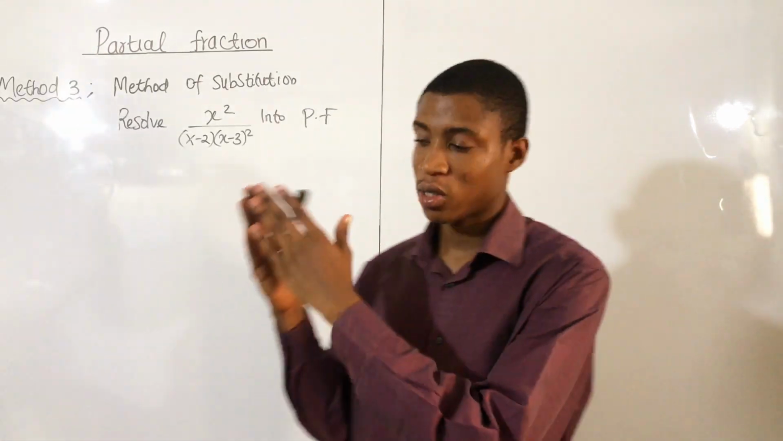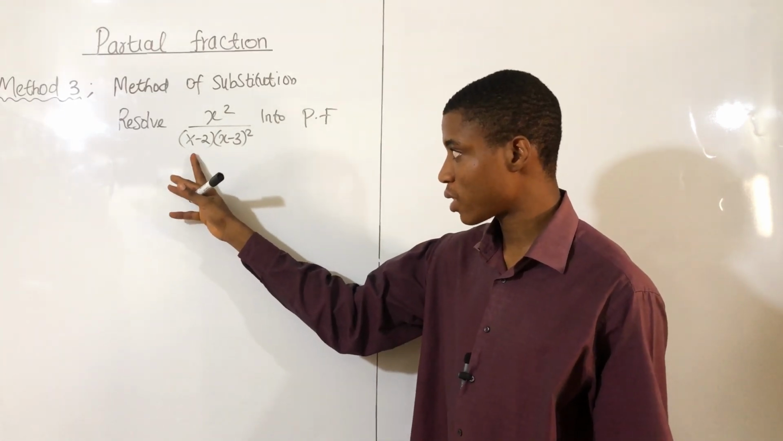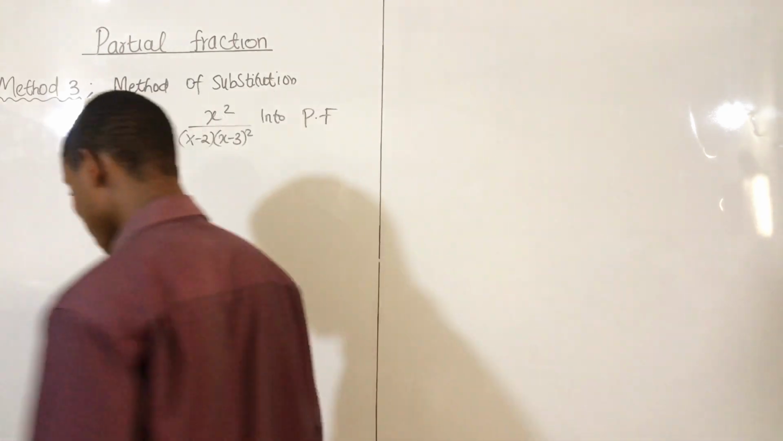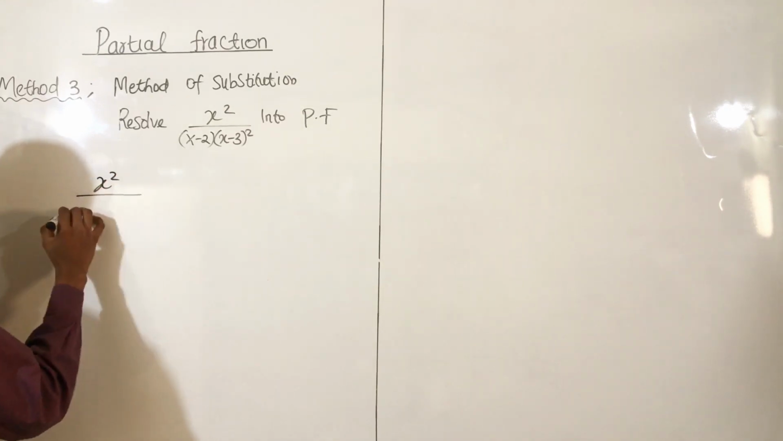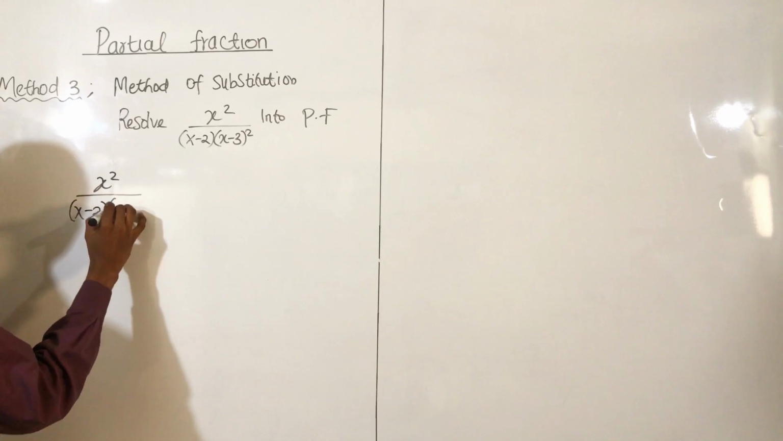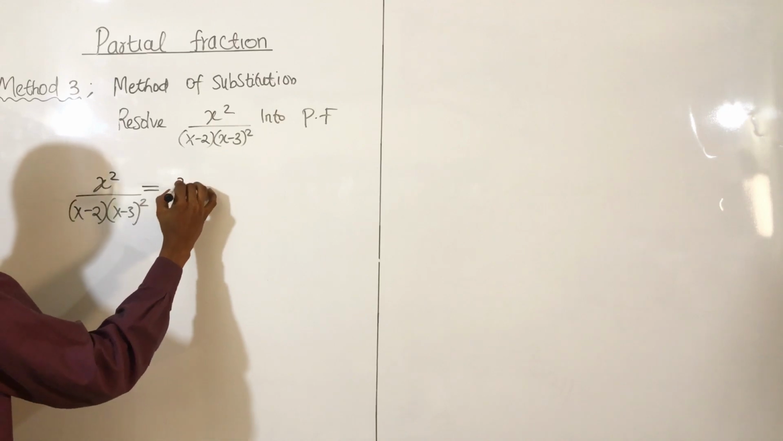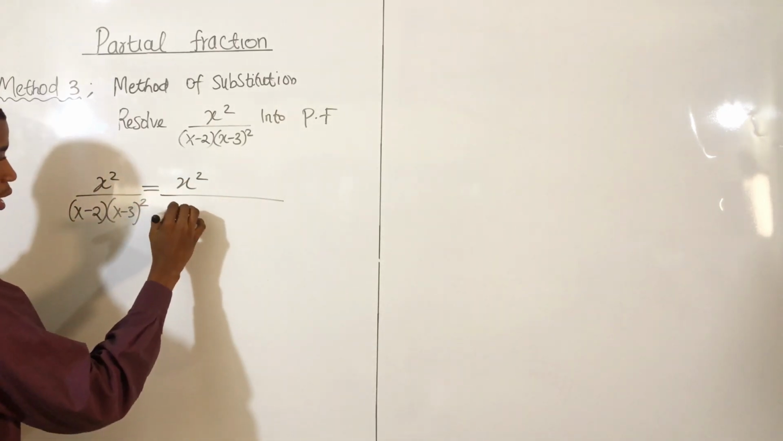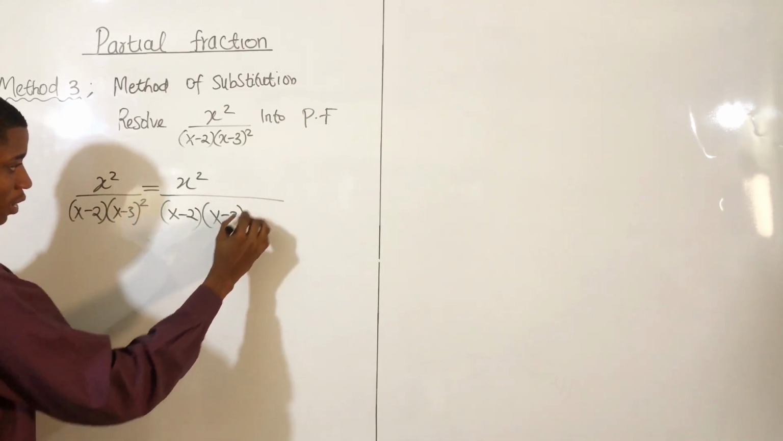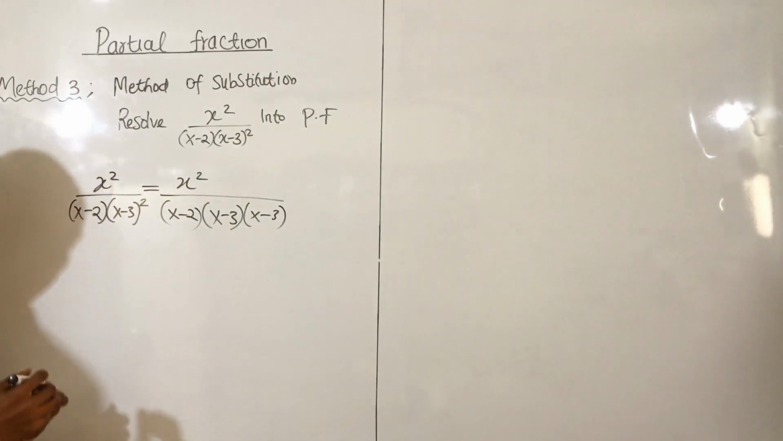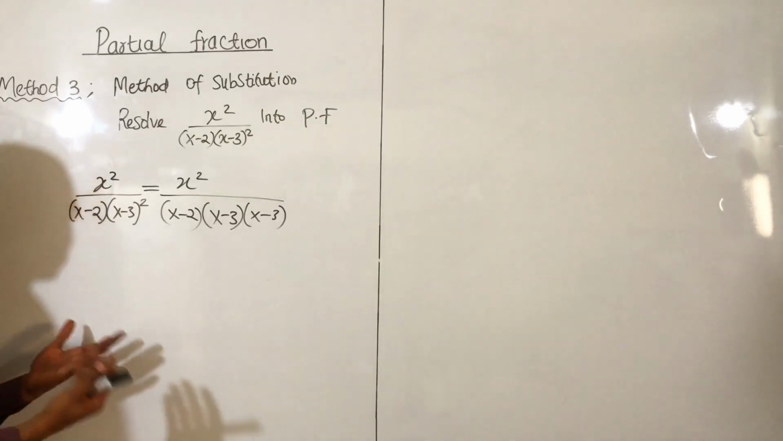So now, our point is what? We have a denominator looking like (x - 2). Let me write it out for clarity. We have x squared over (x - 2)(x - 3)^2, which is more like x squared over (x - 2)(x - 3)(x - 3). This is something like this, right? How would you get your expression in terms of a, b, and c? How will you go about it?